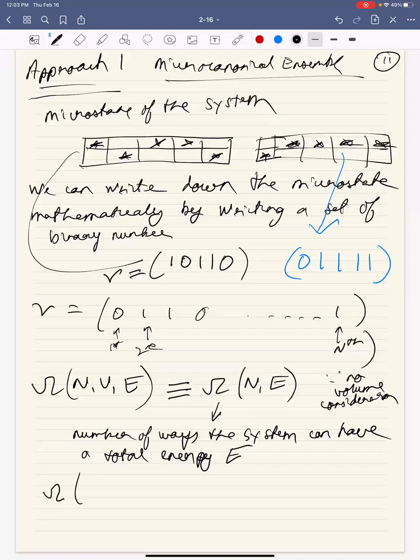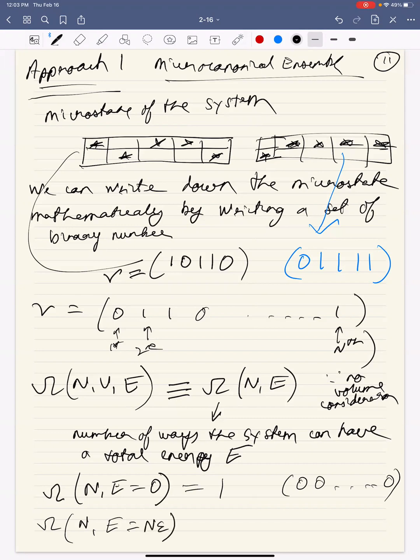What is the value of omega of N, E when E is equal to 0? 1. Does everyone agree? Which binary number does that correspond to? 0, 0, 0, 0, 0, 0, 0, right? How about omega at the maximum value of the energy we can take? N epsilon, right? Everything in the excited state. What is the value of this omega? 1. Which binary number is that? 1, 1, 1, 1, 1, 1, 1. So we know the two limits. Now we need to think about something in the middle.